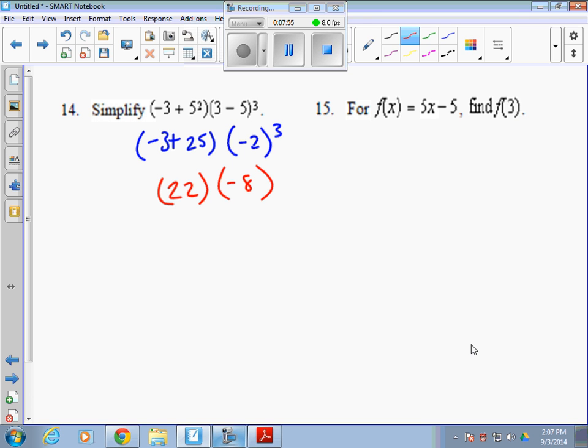Well, actually, it won't be right next to it in this case. The parentheses will disappear here. So you have 22, and then it says minus 8. 22 minus 8 will be 14.